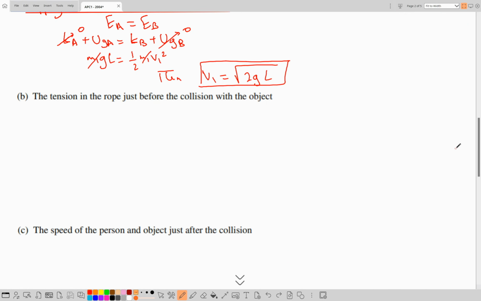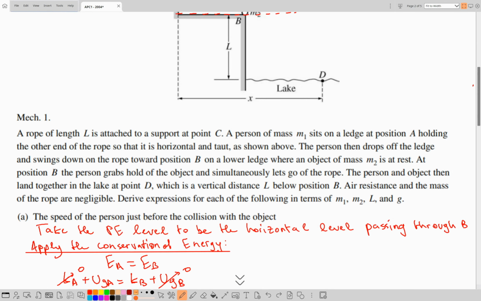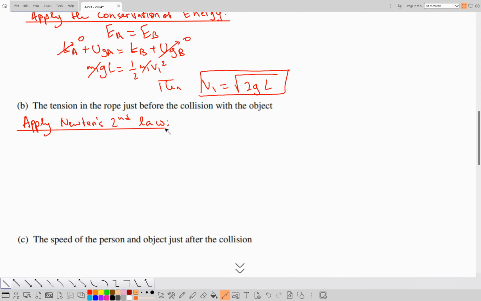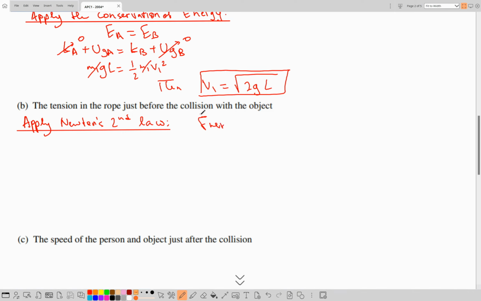Now they're asking in part B the tension in the rope just before the collision with the object, and the tension can be determined by applying Newton's second law. So let me say apply Newton's second law. And we know that Newton's second law is given by the net force equals ma. Now here we're applying Newton's second law to the person, so that would be m1.